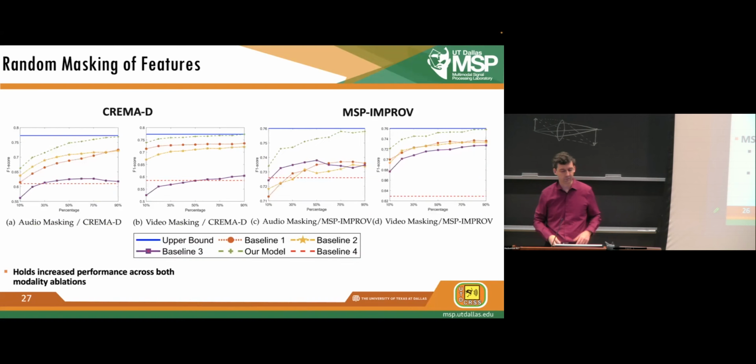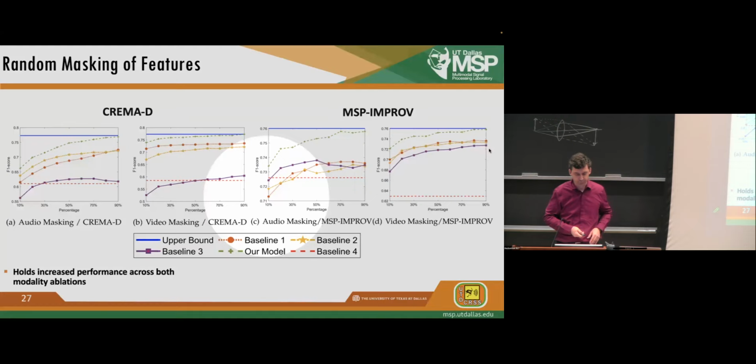This graph is also interesting in the sense that we start masking the information. This is the number of frames that are available. So we start from 10% from one of the modalities. For example, the one here, we are masking the audio, so all the visual information is there, but for the audio we only start with 10% and we go all the way to 90%. And you can see this for the two databases.